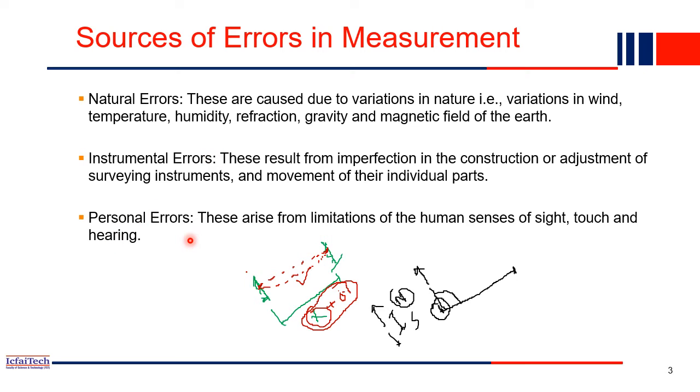Now the third type of error we call personal error. Like if a person is unskilled or is new in surveying, in that case the error comes from the limitations of human senses, right? This is actually personal error, meaning how we measure with our eye, with our sight, with our touch and the hearing, right? All these three parameters are required while measuring a distance.